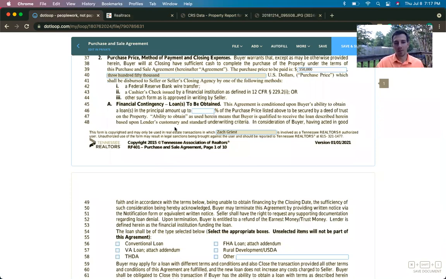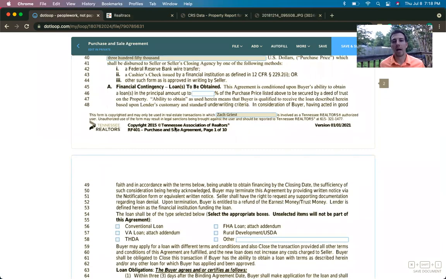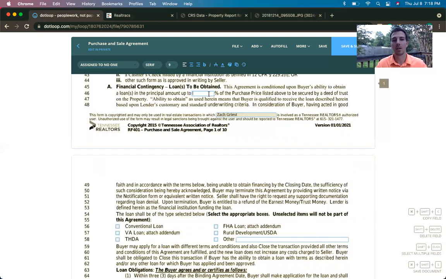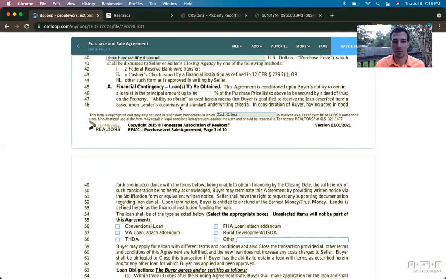Financial contingency. If your buyer is getting a loan to buy the property, let's say they are putting 20% down on their conventional loan, that means they need to qualify for 80% financing. So you would put whatever the total loan percentage of the purchase price is here, not their down payment, but what they need. So 80% in this example.